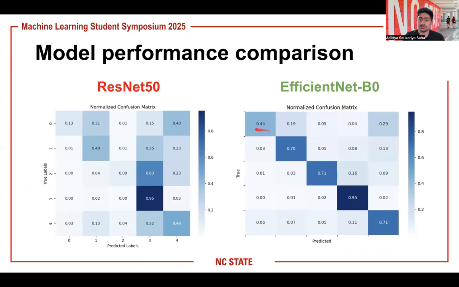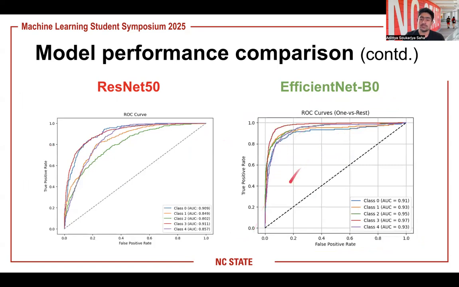The EfficientNet B0 classifies all the classes fairly well compared to the ResNet 50 over here. And as for the ROC curves, the EfficientNet B0 performs sort of ideally because it goes straight up compared to those over here. And also the AUC values over here are far greater than those presented in ResNet 50.